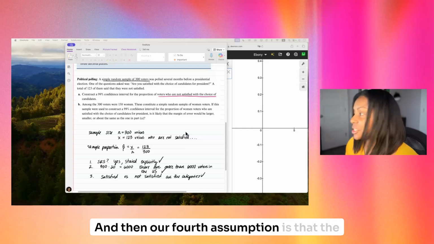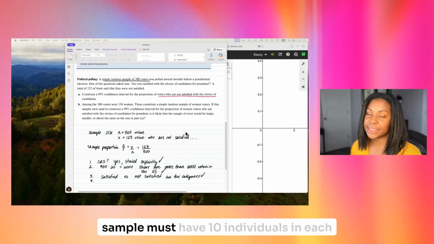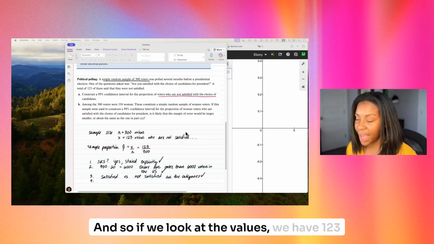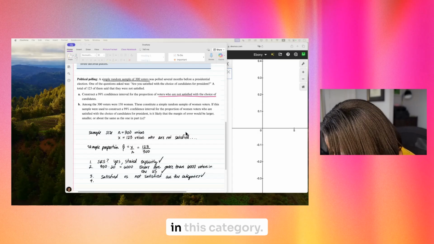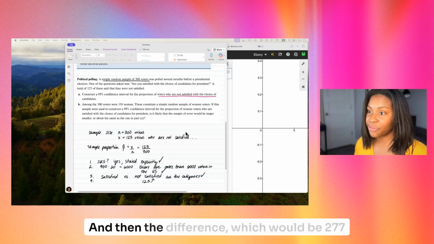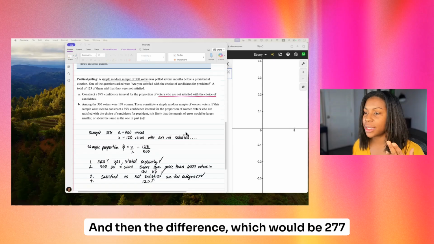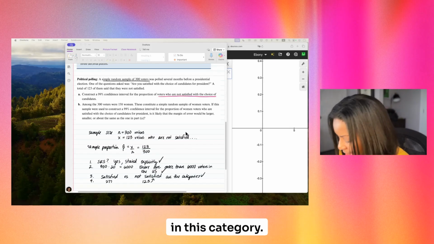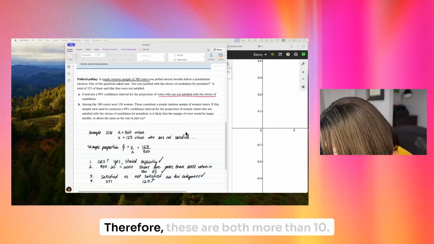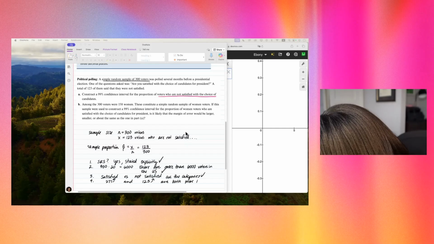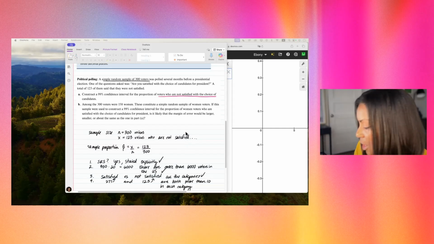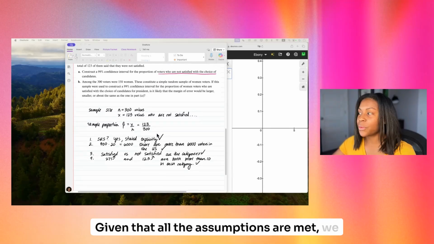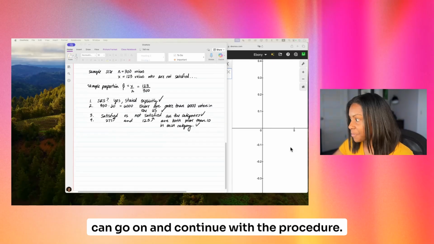And then our fourth assumption is that the sample must have 10 individuals in each category. And so if we look at the values, we have 123 in this category, and then the difference, which would be 277 in this category. Therefore, these are both more than 10 in each category. So we meet that requirement. Given that all the assumptions are met, we can go on and continue with the procedure.